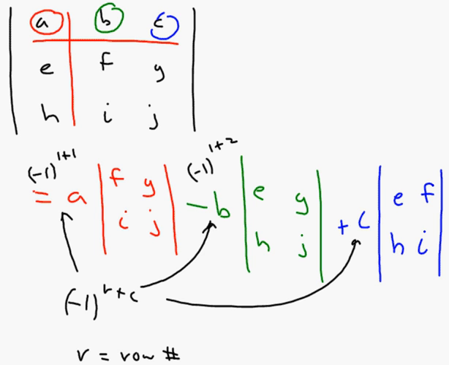Okay? Now, before you get all nervous and think, oh, I'm going to do -1 to the R plus C all the time, just think about the pattern of signs, S-I-G-N-S, that is. Look, the first one's going to be positive. That's going to be negative. That's going to be positive. Then you go to the next row. E is in the second row, first column, which is 2 plus 1, so that's negative again. F is in the second row, second column, 2 plus 2 is 4. That's going to be positive again, negative, positive, negative, positive.